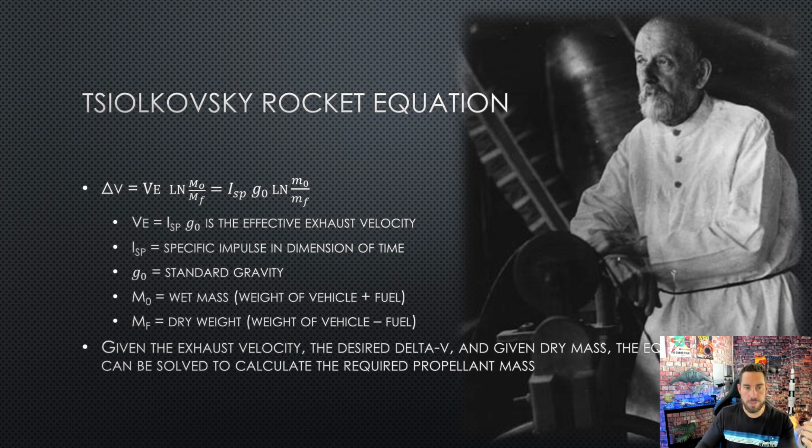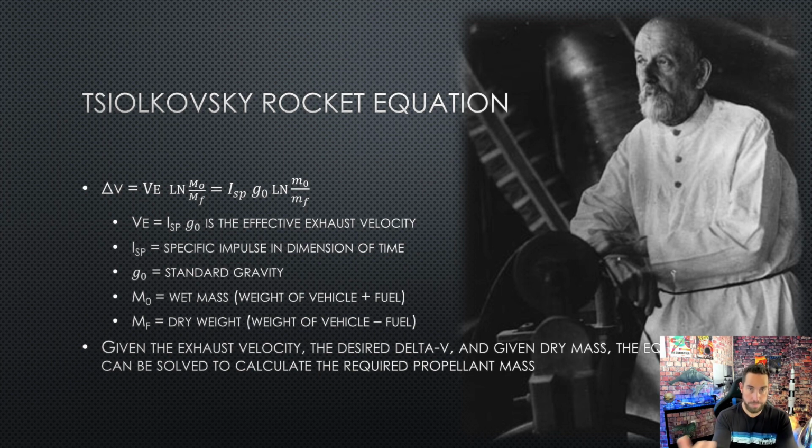G sub 0 is your standard gravity, so 9.8 meters per second squared. M sub 0 is your wet mass, so your fuel plus your vehicle weight. So you've got your rocket loaded, got all the fuel in there, that's how much the whole rocket weighs. M sub F is dry weight, so this is the weight of the vehicle minus fuel.